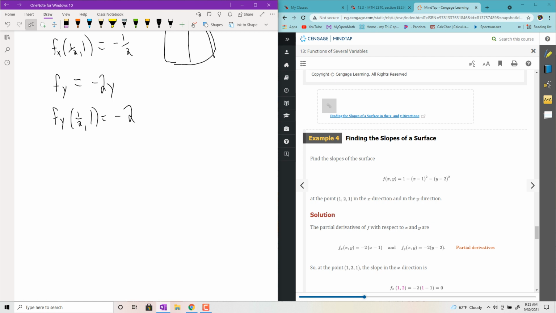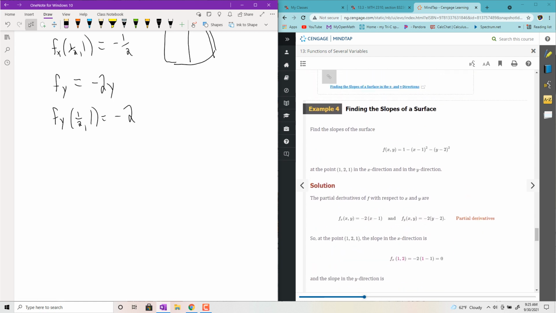Okay, so anyways, we've got another finding slope problem on the surface. Might as well get some more practice, right? Example 4. Maybe we should do one from the homework.